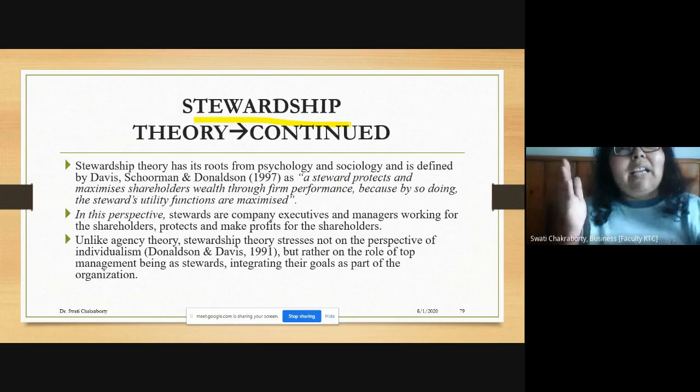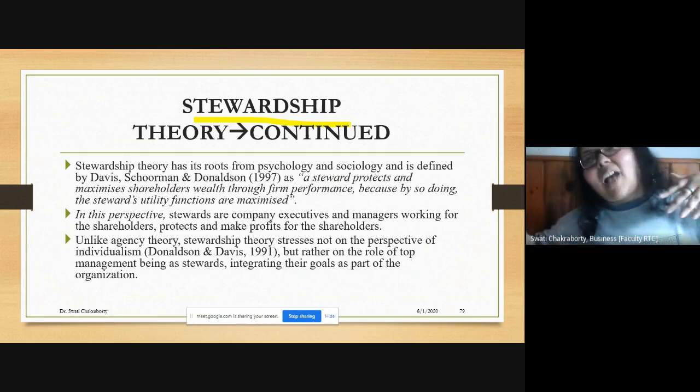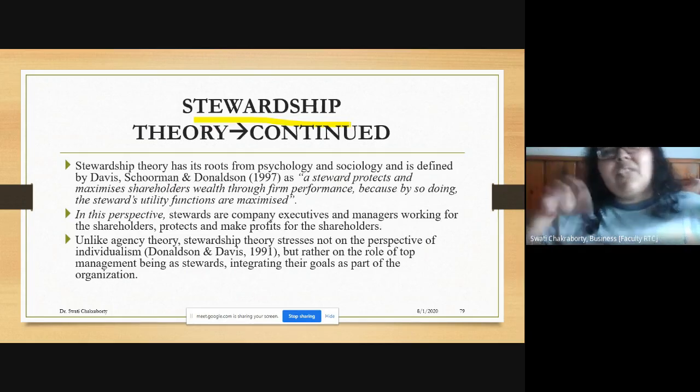So if you relate it with the corporation, who's a steward? Stewards are the company executives. Who are the customers? They are the shareholders, because they are paying the money. If shareholders are happy, more and more shareholders come in.